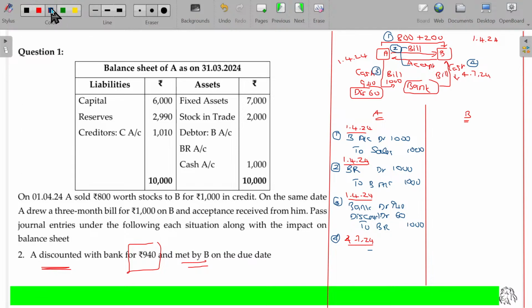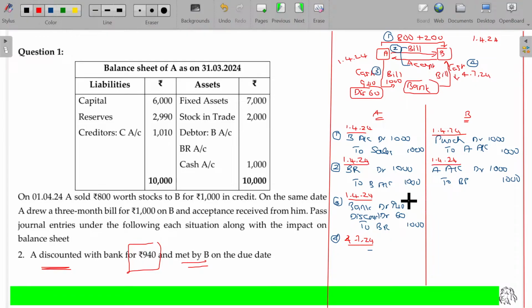In case of B, on this date 1/4/24, he purchases the goods. The journal entry being purchases account debit to A account, the value being 1000. Later, B accepts and sends his acceptance to A. So A is cancelled. Instead of A, now we have bills payable account, the value being 1000. This date being 1/4/24.